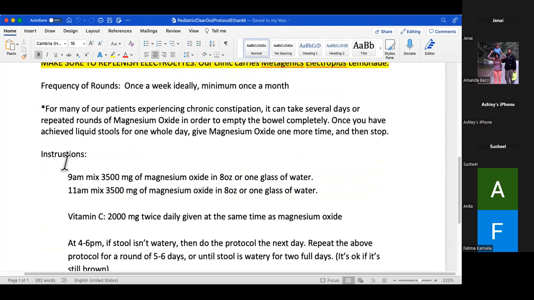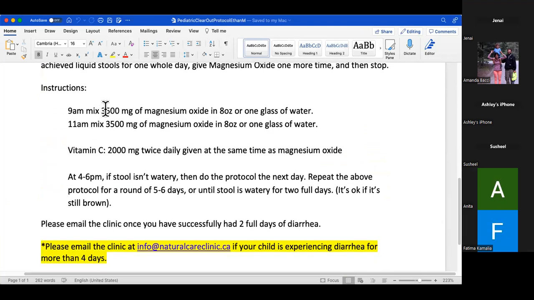But basically, this is what it kind of looks like. We recommend magnesium oxide in the morning and then magnesium oxide again later in the morning. You're trying to give a child diarrhea during the day, but they certainly can have diarrhea in the night. It's not an easy protocol at all.